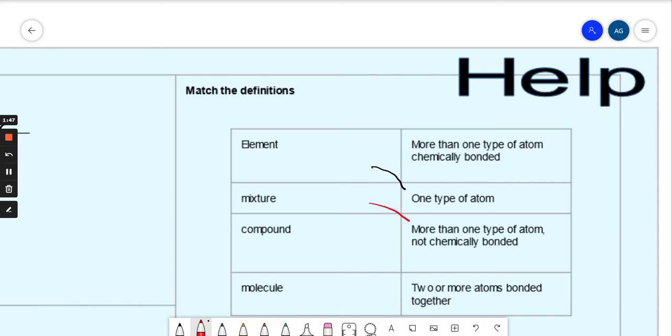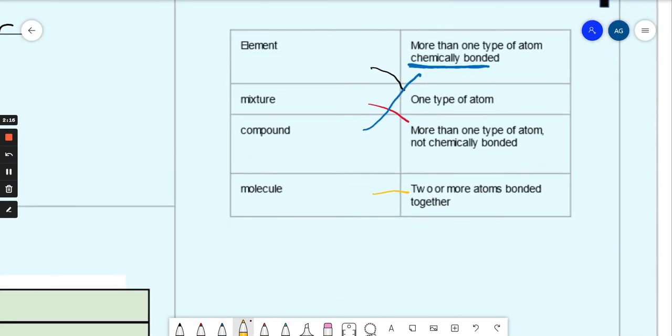So what is a compound? Well, a compound is more than one type of atom which is chemically bonded together. Chemically bonded is the important part about the definition of a compound. And then lastly, what is a molecule? A molecule is two or more atoms which are bonded together.